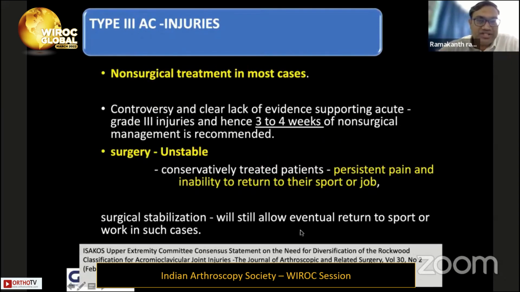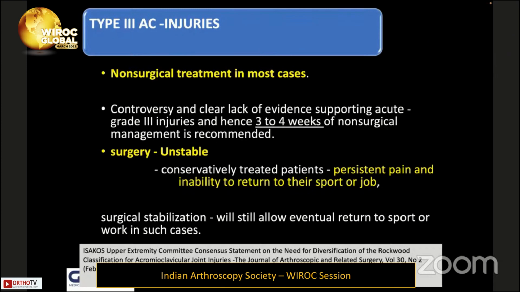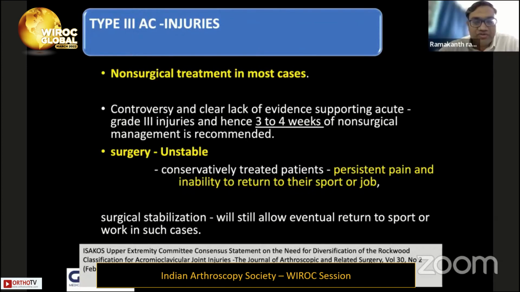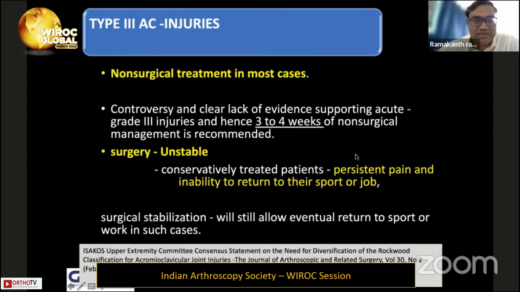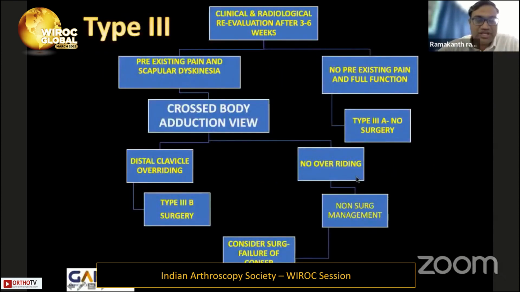So type 3 injuries are controversial. There is no clear evidence to support. So generally, non-surgical treatment for 3 to 4 weeks, and surgery is indicated for unstable type 3 injuries. And when the patients are treated conservatively and they have persistent pain and inability to return to sports or a job, they can be taken up for surgery, which will eventually lead them to return to sports and activity.